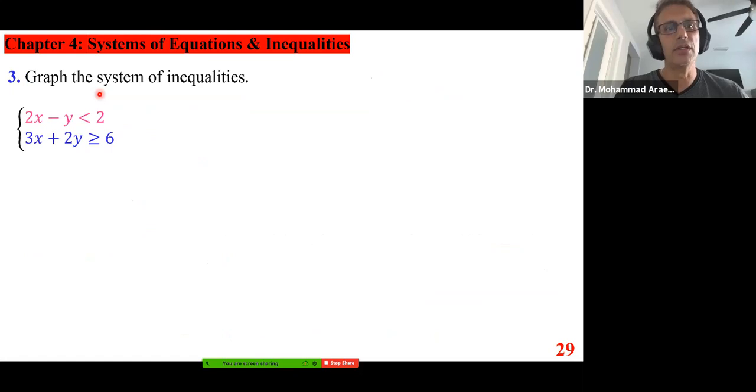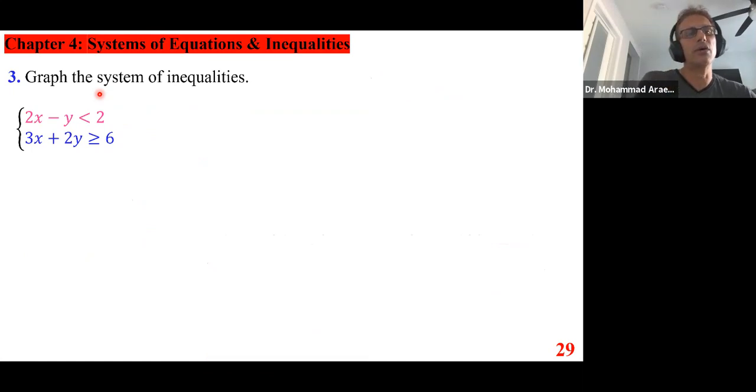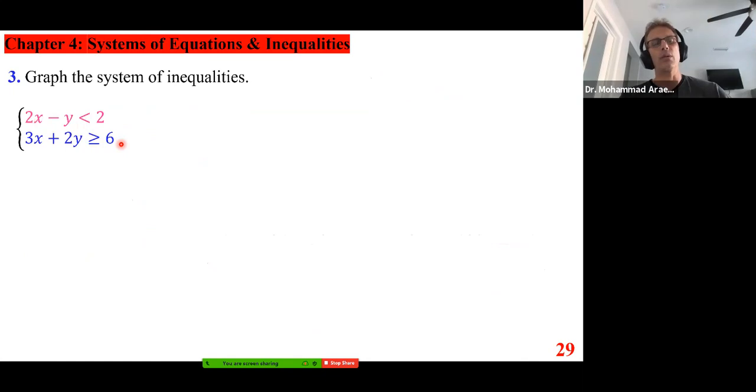Here's a system of inequalities we want to solve. We did inequalities previously. Now we are looking at a system. So we are going to do them one by one, and we're going to follow the simple step of coming up with the boundary line by writing equality for both cases.